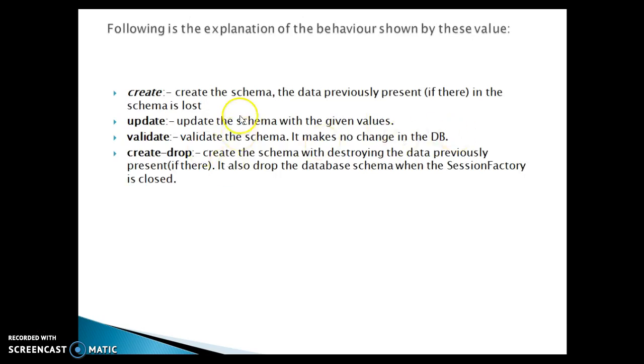Now the second option, you can specify update. This will update the schema with the given values. If there is a table, then that's fine. If there is no table, then the table will be created. If you add some new property in your entity class, then the corresponding column will be added. If you remove some property from your entity class, then the corresponding column will not be removed. That you will have to do manually. So that's all about update. In the case of update, if you have some previously saved data, then of course that data will be retained.